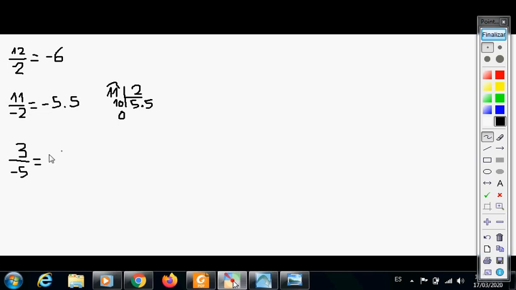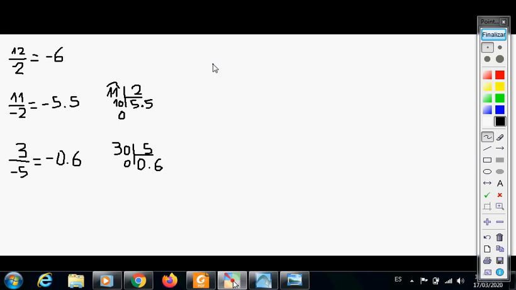What about 3 divided by -5? Let's divide once again. This time 3 is less than 5, so we must put a 0 here and a 0 there. And 6 multiplied by 5 is 30. To the 30, 0. So the answer for this is 0.6. And once again, positive divided by negative is negative.